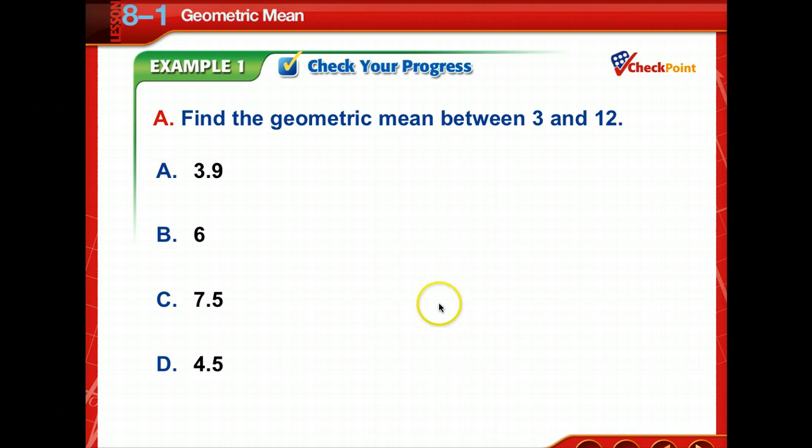So let's try this out on one of our own. Pause the video and work this problem, then come back and check your answer. So did you get 6? If you set up your proportion 3 over x equals x over 12, you're going to get x squared is equal to 36. So the square root of both sides, x is equal to 6. Very good.